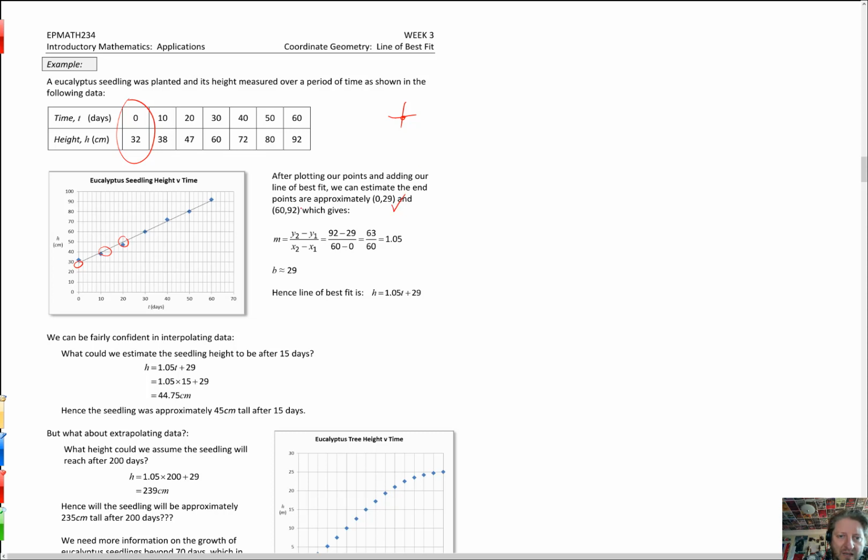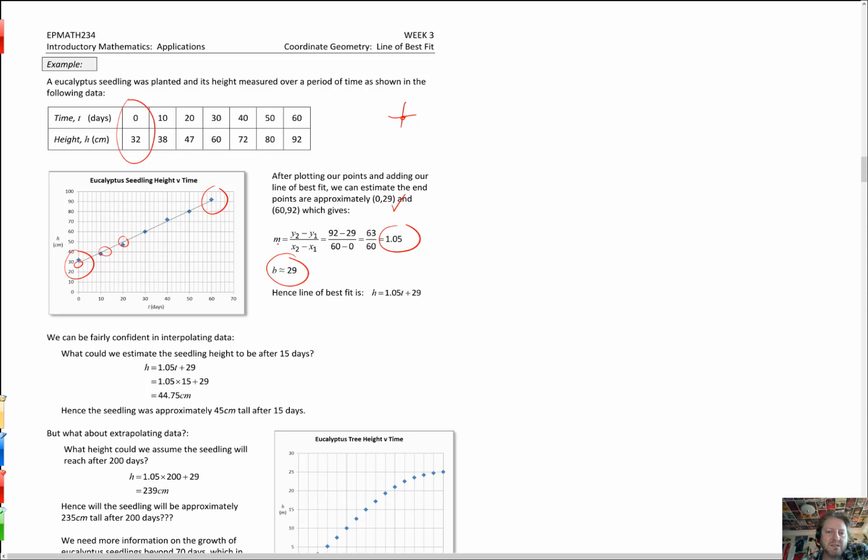Rightio. And then here I've said 60,92. Let's check. 60,92. Yeah, that looks about right. And so I've gone for my furthest left point and my furthest right point, just to try and be as accurate as I can. So what's my gradient? Well, I just stick all the numbers in. 92 minus 29 on 60 minus 0 gives me a gradient of 1.05. Others might have gotten slightly different, but we'll all be about that. And my y-intercept is approximately 29, and we're okay to use approximately equal to in this stuff.